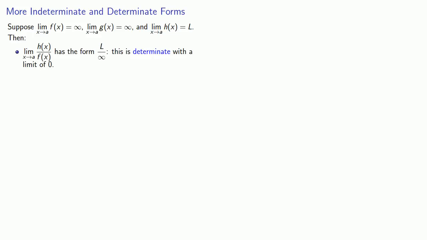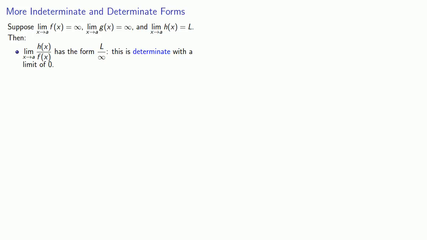And this will give us a couple more indeterminate and determinate forms. Suppose the limit as x approaches a of some function f is infinity, the limit of g is also infinity, and the limit of h is L, some determinate number. Well, the limit of h of x over f of x, that's the limit of a quotient, is the quotient of the limits, will be L over infinity. This is going to be determinate with a value of 0. And that's because I'm taking a number and dividing it by an increasingly larger and larger number.